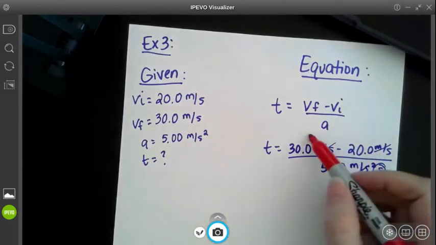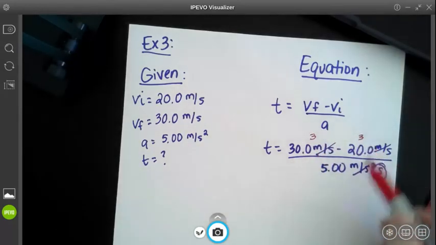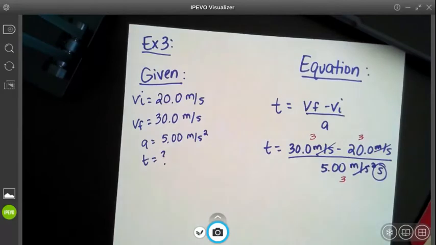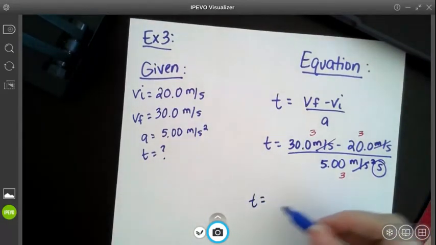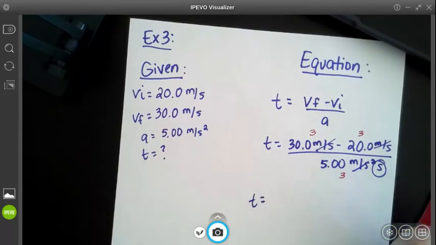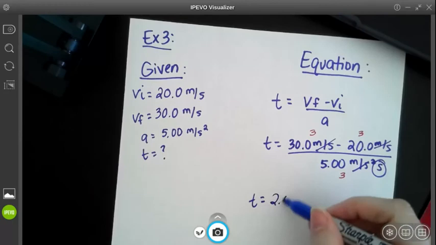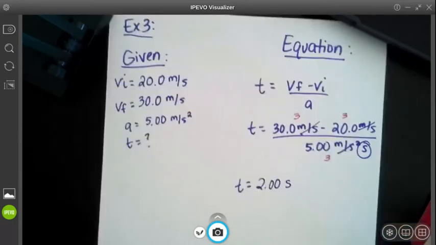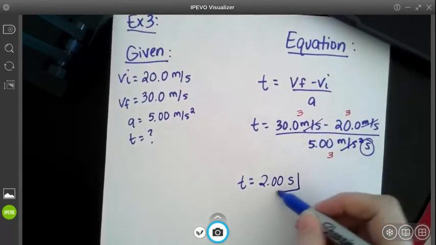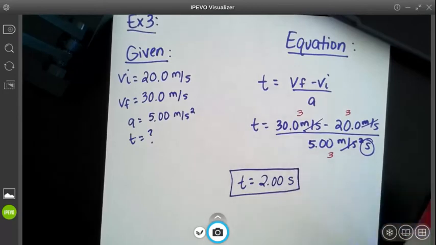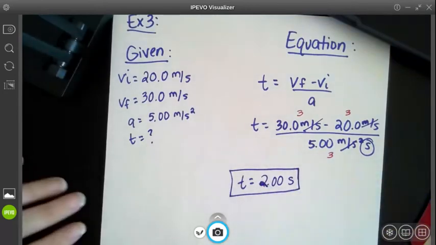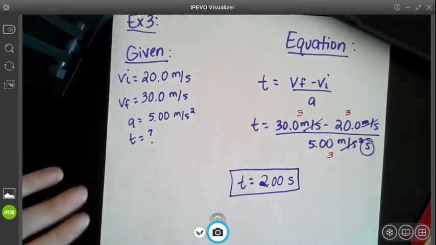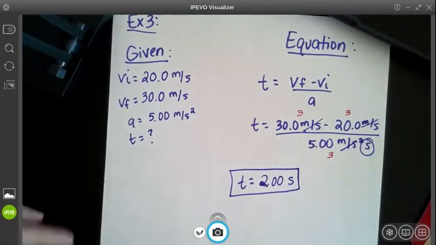And before we write the answer, this has 3 sig figs, 3 and 3. So our answer also needs to have 3 sig figs. Whenever I put this into a calculator, it's going to be 10 over 5. So our answer is actually going to be 2.00 seconds. So we want to make sure we have 3 sig figs. And I like to box in my answers when I'm finished. So that is a problem showing you how we would solve for the amount of time that we need.